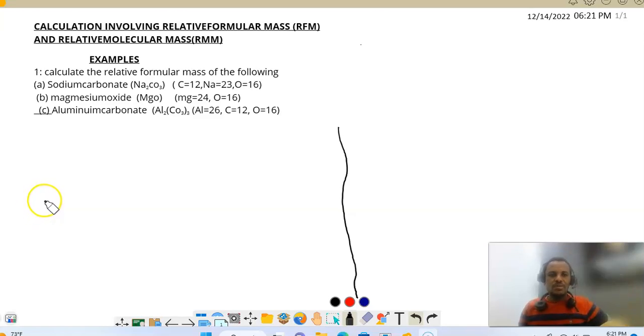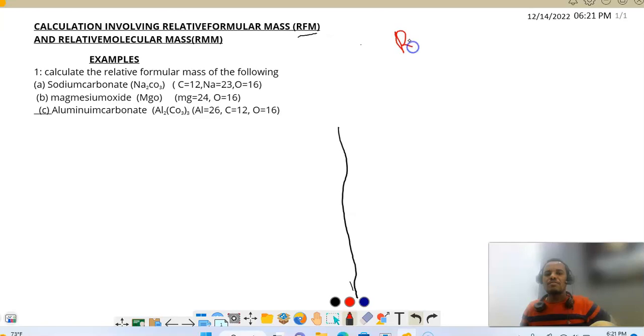Hello, today we are learning calculation. We are still in the mole topic. Today we are learning calculations involving relative formula mass, shortened as RFM, and relative molecular mass, shortened as RMM. Okay, let's understand what this means.